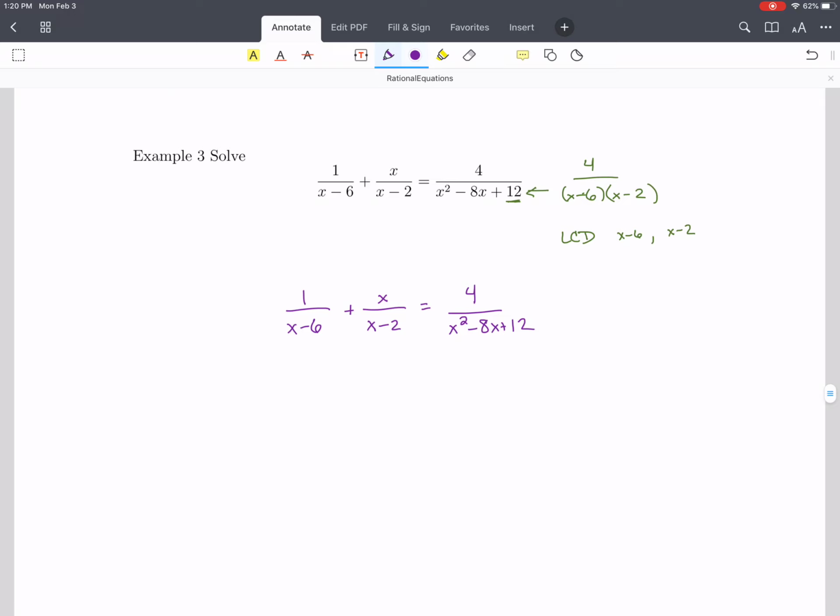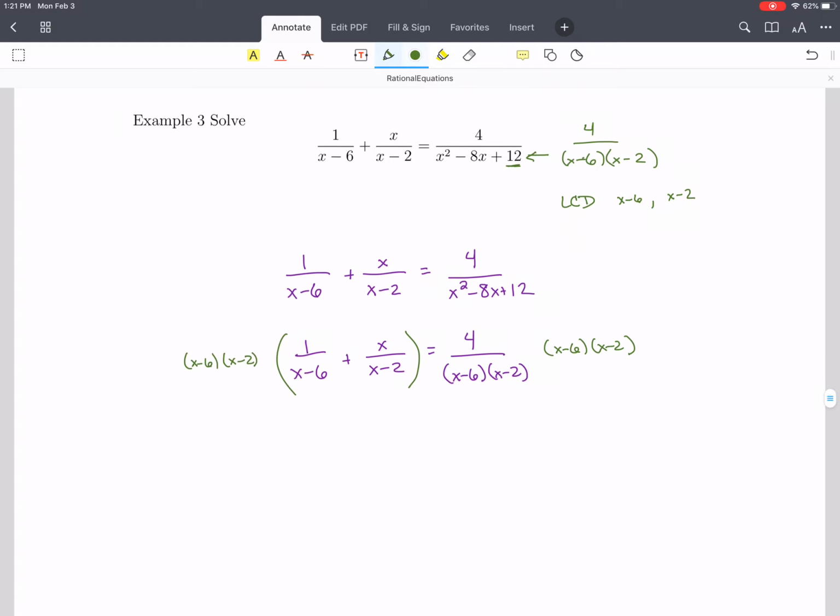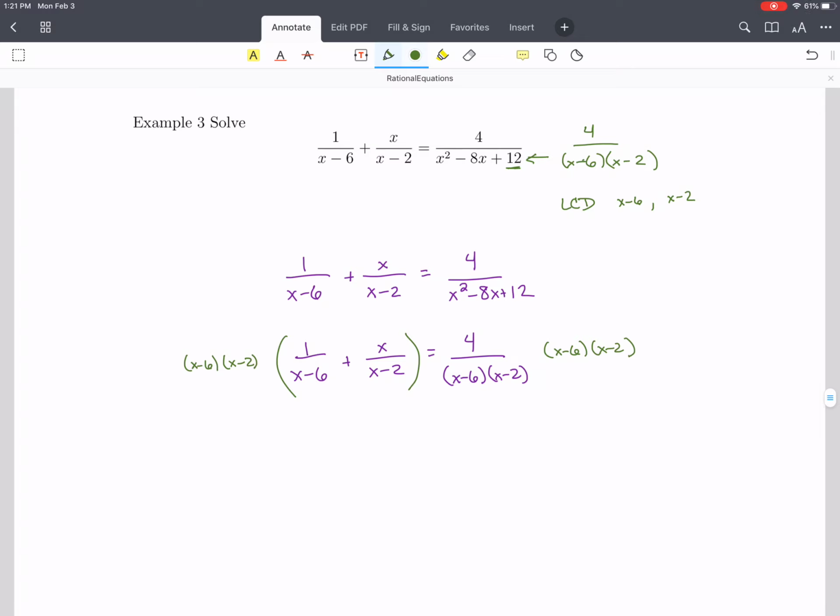So what I would do is I'd first rewrite this in factored form so I can see what's going on. And now I'm going to multiply both sides of this equation by x minus 6 times x minus 2. And I have to remember to multiply the entirety of each side. Can't just multiply a single term or a piece of it, but I have to multiply the entirety of the side.